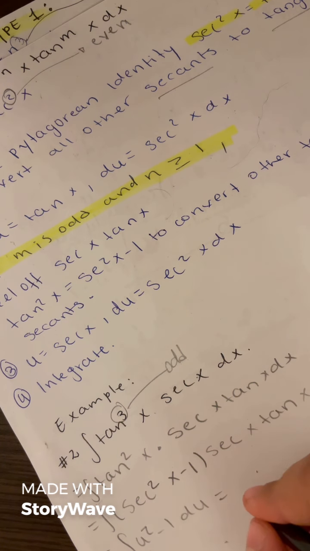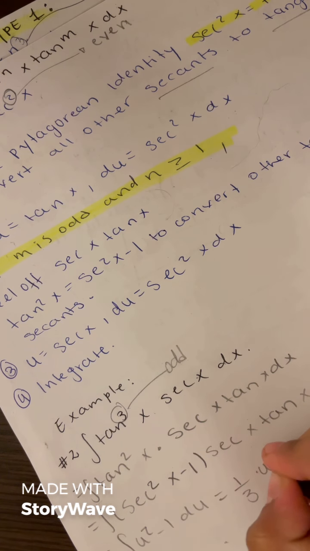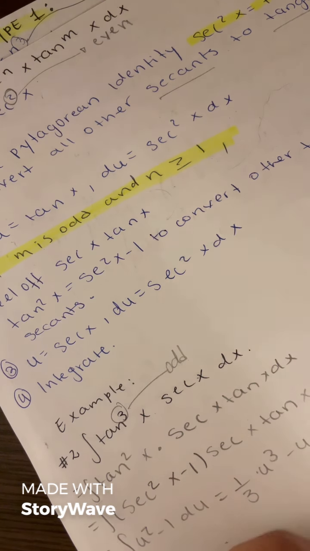This is the integration. It equals 1 over 3 u cubed minus u plus c. And then remember that we can finish this by replacing the u's. So we put 1 over 3 secant cubed x minus secant x plus c. We can leave it like that, and we have our answer. Same. And actually that's kind of all for this section.